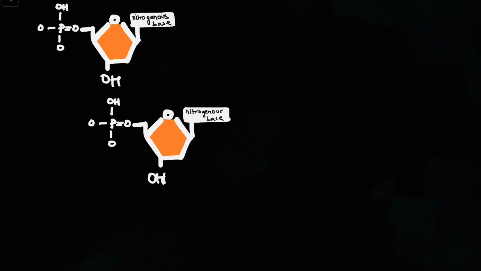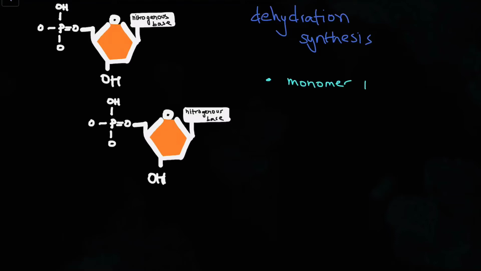So now we're going to be talking about how 2 separate nucleotides combine to form a single nucleic acid. This happens through a process called dehydration synthesis. Now, I already have a lesson discussing dehydration synthesis reactions, but for the sake of this video, I will give you a brief definition. Dehydration synthesis is when 2 monomers are combined by removing a water molecule.